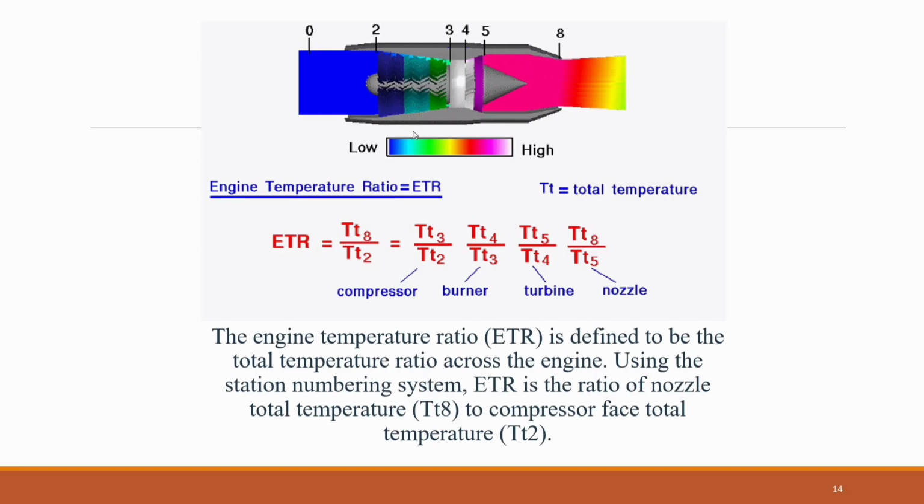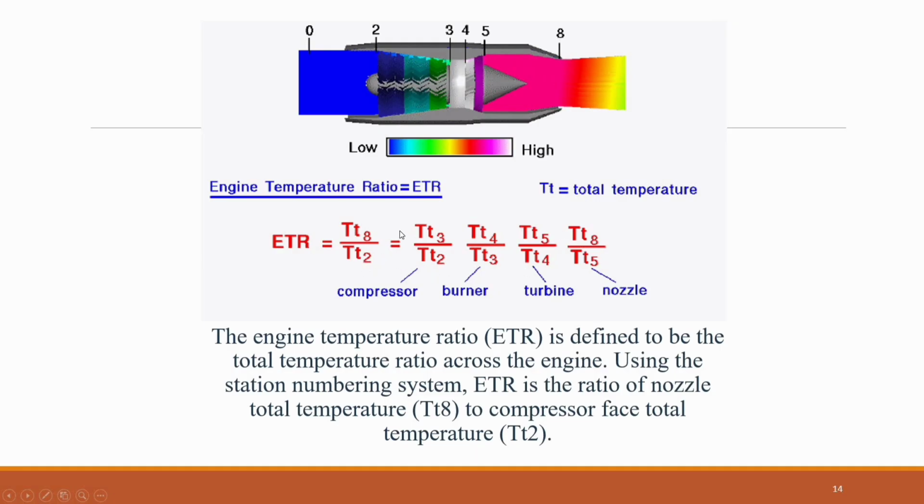ETR can also be expressed as the product of the temperature ratios across the individual engine components. Using the station numbering system, this can be written as: the engine temperature ratio, ETR, is the total temperature at the engine exit divided by the total temperature at the engine inlet. It can be expressed as the product of the temperature ratios across each stage of the engine: low pressure compressor, high pressure compressor, combustor, and nozzle.